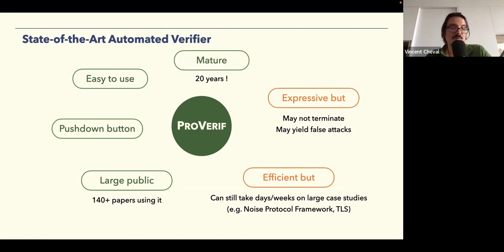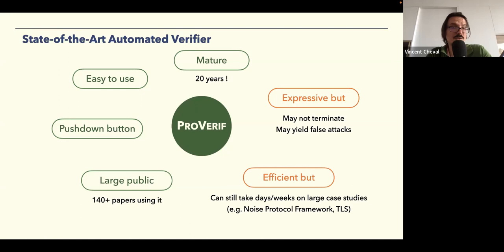Here I mention more than 140 papers using ProVerif, but it's not exhaustive, in the sense that it's mostly from checking Google Scholar or something like that to look at the papers that are using ProVerif. So definitely the list is not exhaustive. It's very expressive, but as I mentioned, the problem is undecidable, and so, of course, it may not terminate or yield false attacks.